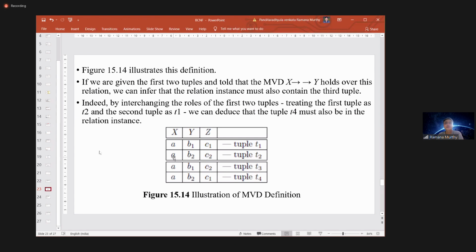For example, suppose you have T1, T2, T3, T4. If some values are equal between T1 and T2, say the X, Y values A1, B1 are equal, definitely the Z value can't be the same. But the Z value can be equal to the Z value in some other tuple. That is, T2 and T3 have the same Z values, and T1's Z value is the same as T4's Z value, not between these two.